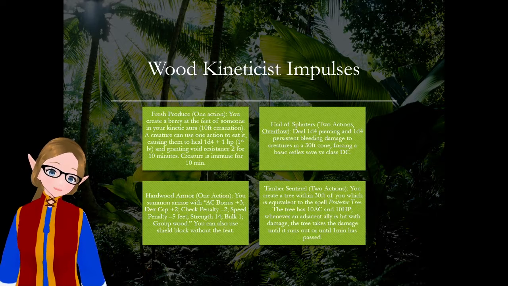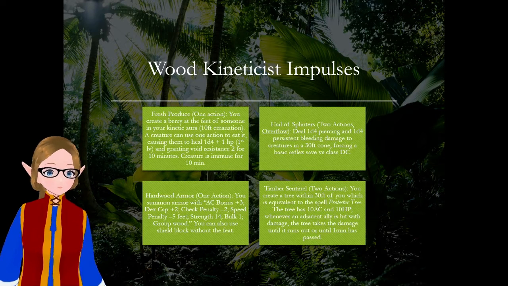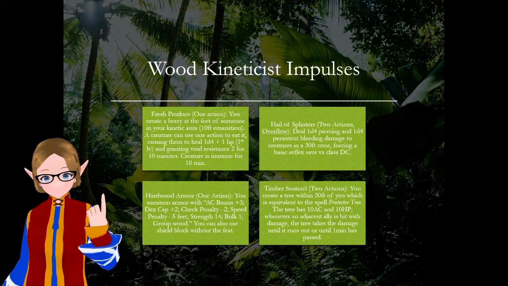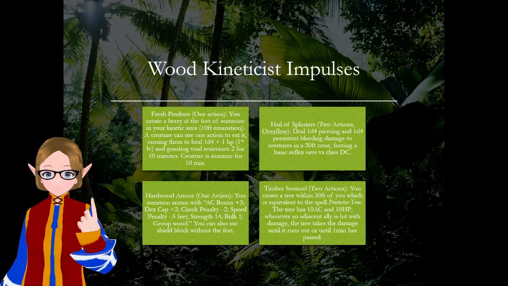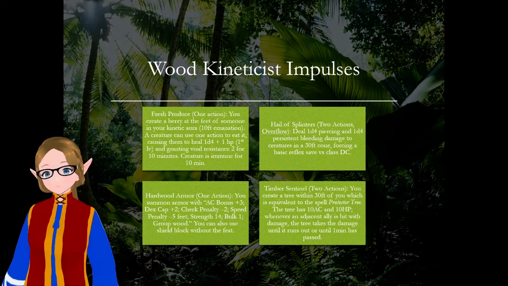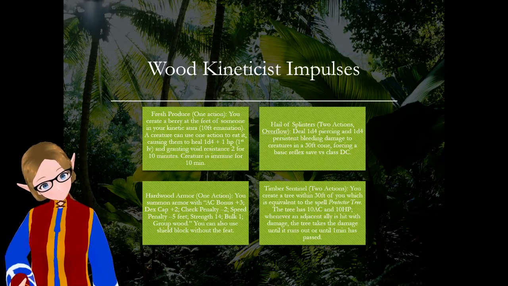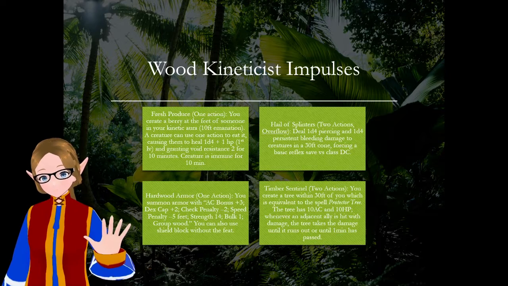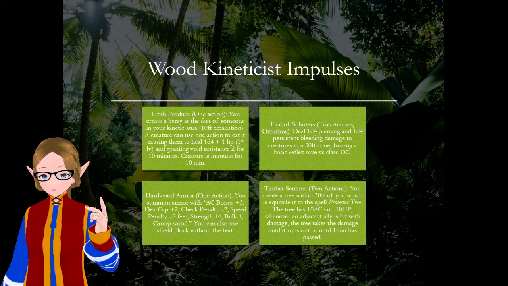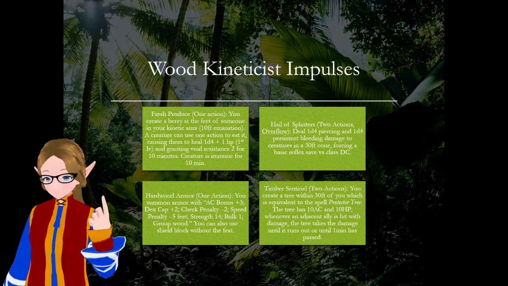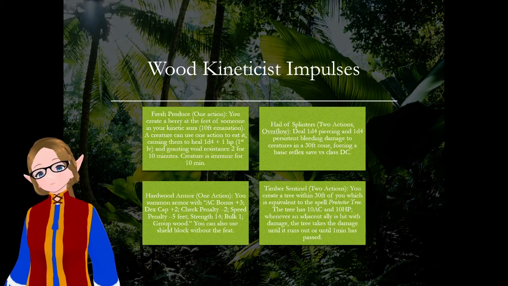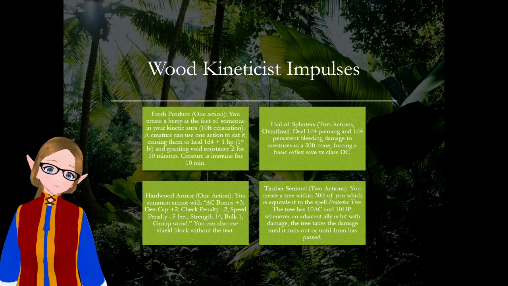It can hit allies. The third choice is Hardwood Armor, which takes 1 action, and it grants you armor with an AC bonus of +3, a dex cap of +2, a check penalty of -2, speed penalty 5 feet if you do not have 14 strength, and bulk 1. It is also the group Wood, if that affects certain abilities. It also allows you to use shield block without the feat.